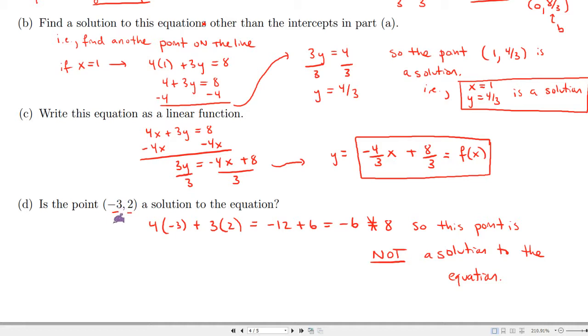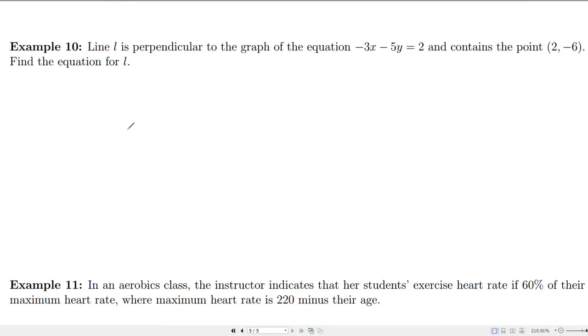There's going to be a point on that line with x equal to negative 3. Now the line L is perpendicular to the graph of this equation here, and it contains the point (2, negative 6), and we want to find the equation for L. If it's perpendicular to this equation, then it should have the negative reciprocal as its slope. So we're going to use that to figure out the slope information.